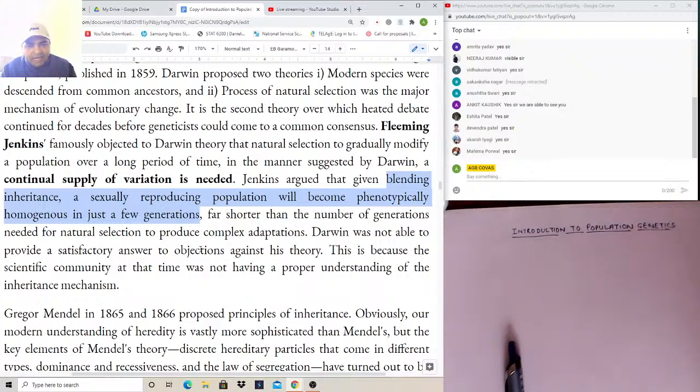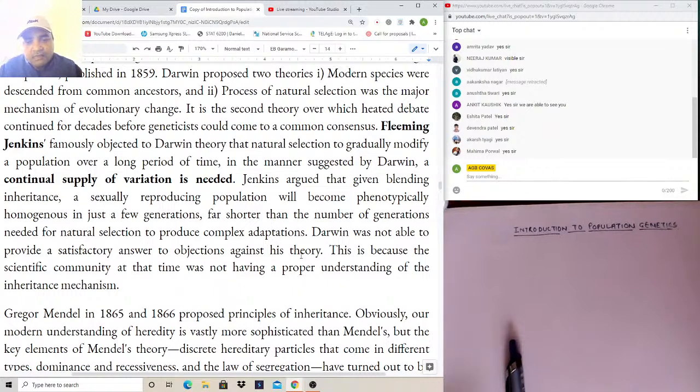And if it is blending inheritance, that is, there is an admixture of the traits, then a sexually reproducing population will become phenotypically homogeneous, far shorter than the number of generations needed for natural selection to produce complex adaptations. Okay, and Darwin was not able to provide a satisfactory answer to this objection against his theory, that is, the theory of Jenkin: if we consider blending inheritance, how can you supply continuous variation, because that gets abolished within a short number of generations.